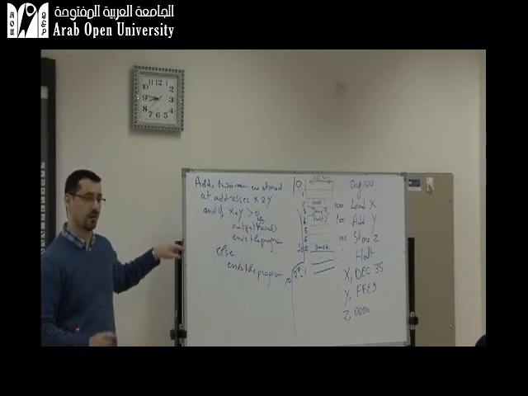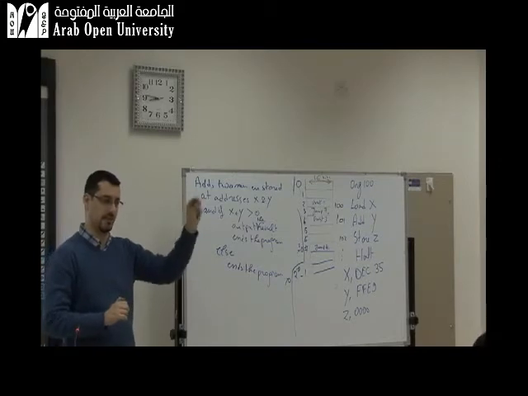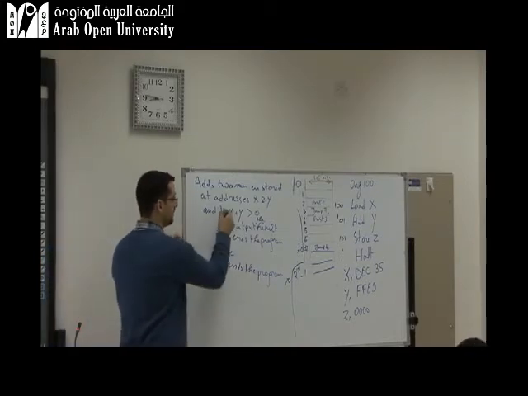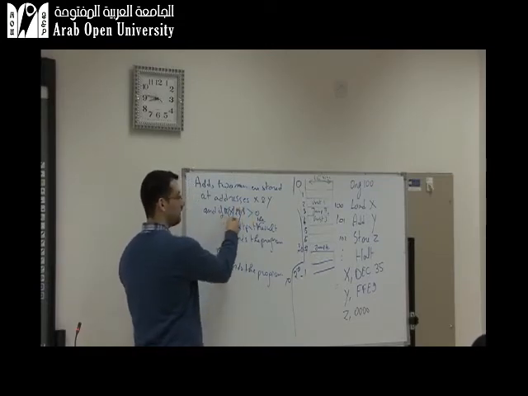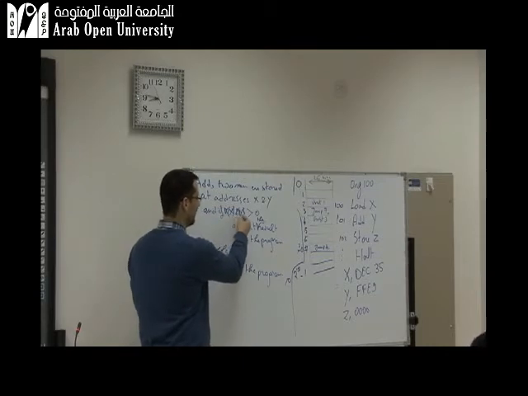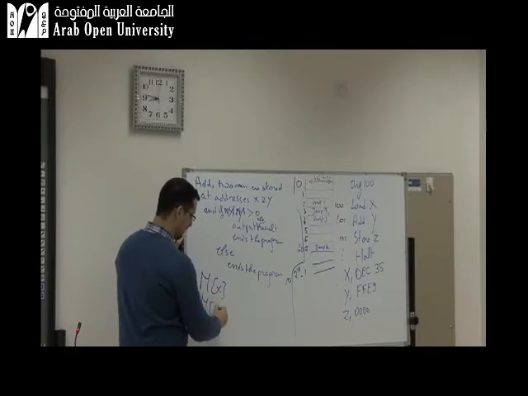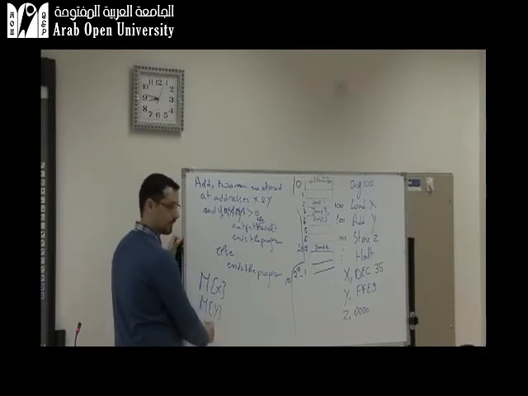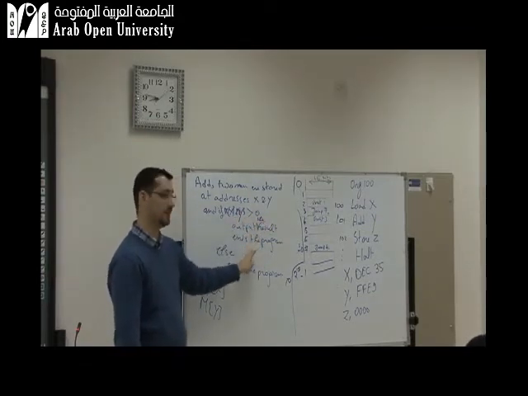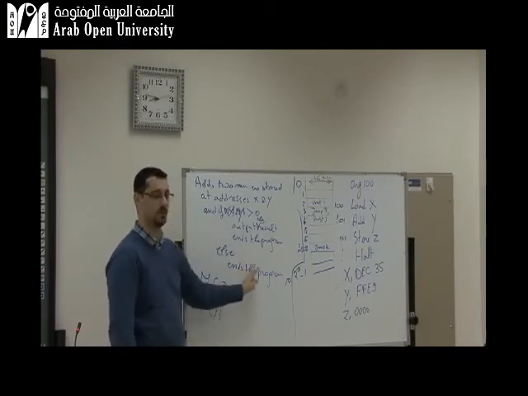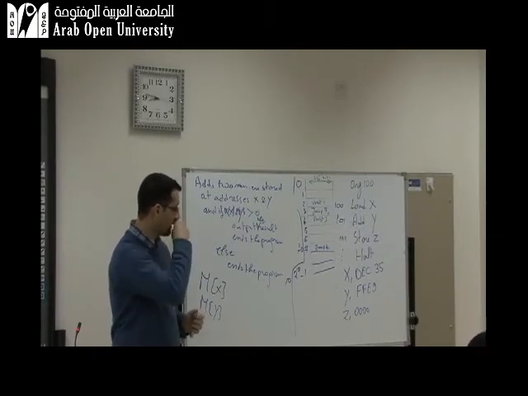Okay, so we need to write a program that adds two variables, x plus y, stored at two different addresses, x and y. We'll say M of x and M of y to say that this is the content of address x added to the content of address y. If the result is positive, we will output the result and terminate the program. If not, we will only terminate the program. So how can we write this program?